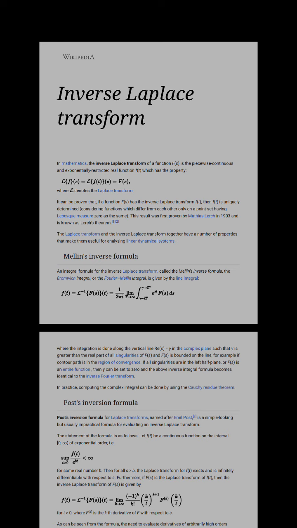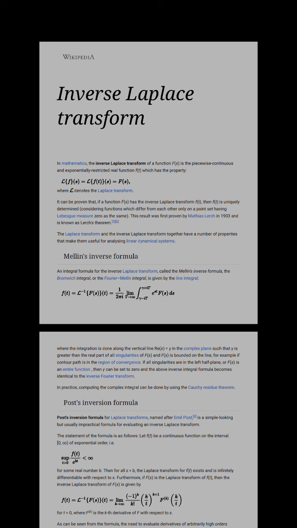It can be proven that if a function has the inverse Laplace transform f(t), then f(t) is uniquely determined, considering functions which differ from each other only on a point set having Lebesgue measure 0 as the same. This result was first proven by mathematician Lerch in 1903 and is known as Lerch's theorem.